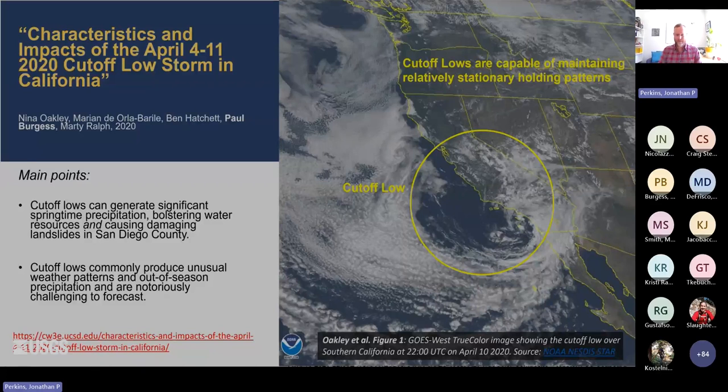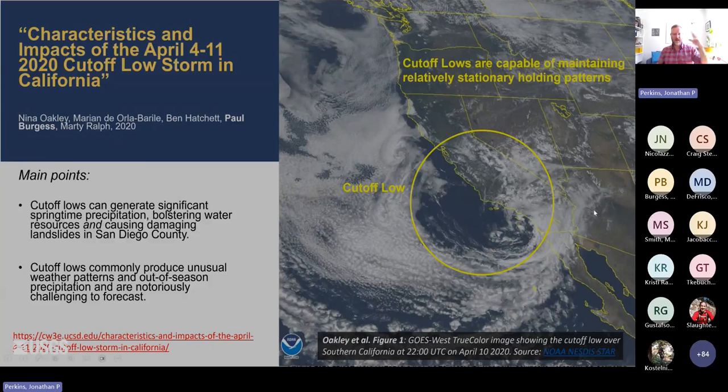So this storm is called a cutoff low storm. It's different from an atmospheric river. This is a low pressure system that gets cut off from the subtropical jet stream. So it's this big rotating thing that then gets isolated and just stays in one place and rains for a long time. And that configuration is inherently unstable. And so what happens is you produce lots of convective thunderstorms also, or you can, let's say. And that's what happened here with this cutoff low storm in April 2020.